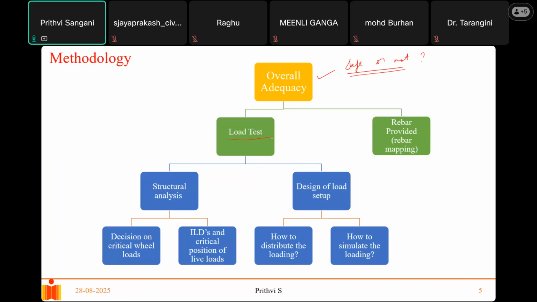Load test is nothing but, like in my first class, if you remember, I was telling you that load test is nothing but it actually gives us the truth, the real truth. So it is the ultimate truth. So load test is truth. The second one is a rebar mapping.